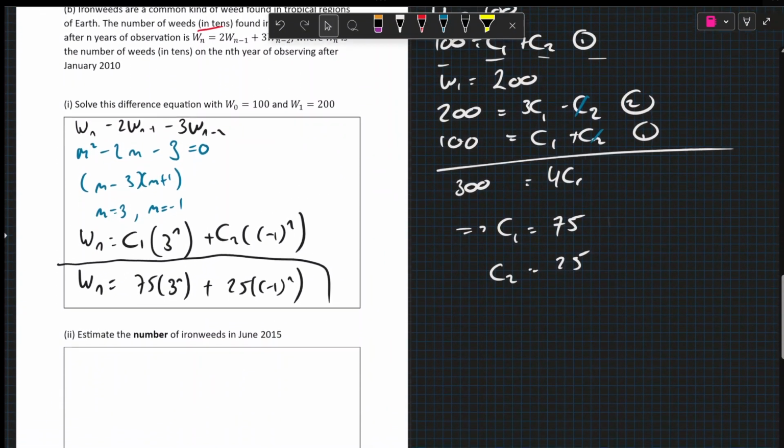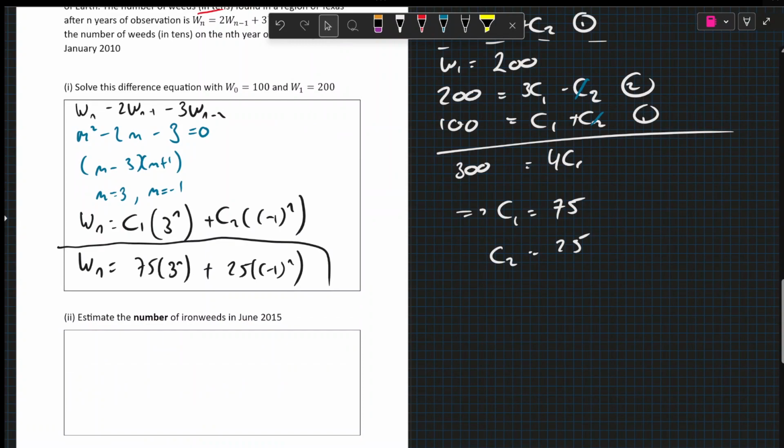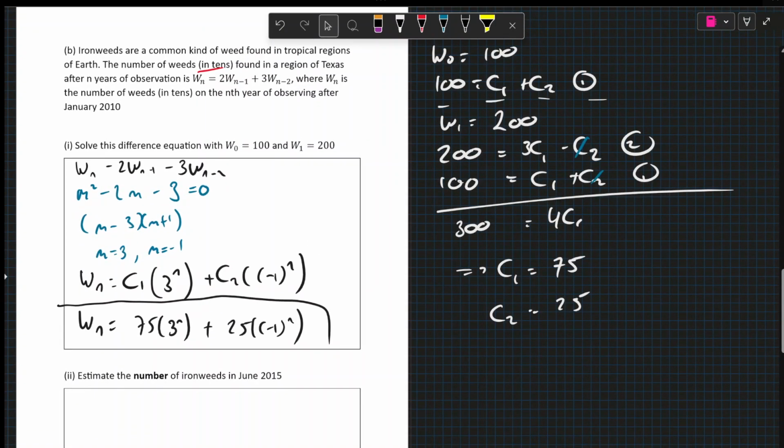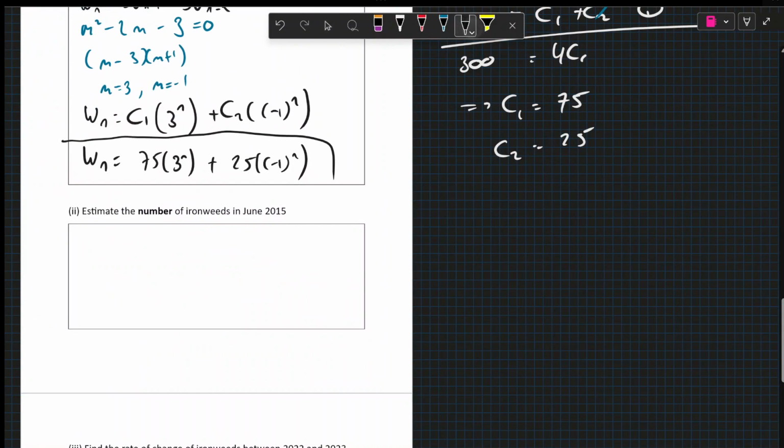Estimate the number of ironweeds in June 2015. Now, there are two problems with this. It says June, but we're measuring in January. So the way to do this is to find the numbers in January 2015 and January 2016, and then take x bar. So we're just taking the arithmetic mean of them.